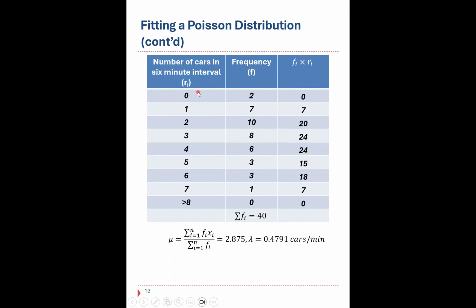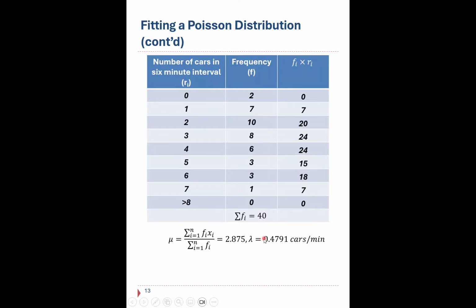Okay, so from this data, we can calculate the mean value, the mean number of cars that cross the bridge during the 6-minute interval. So we find it with the mean value calculation. Well, this should be Ri. So the mu value is calculated as 2.875. These are the number of cars when the time interval was 6 minutes. And if we calculate the rate, it is the mu value divided by 6, so 0.4791 cars per minute.